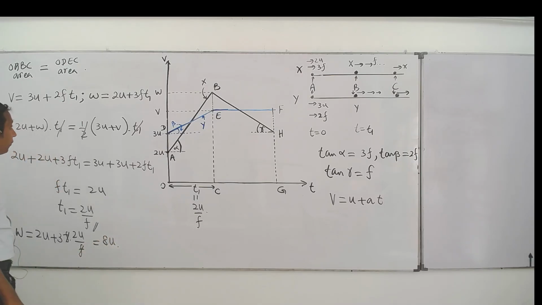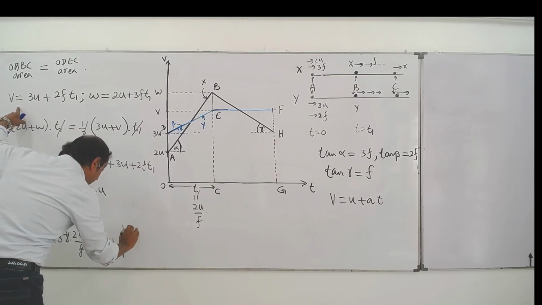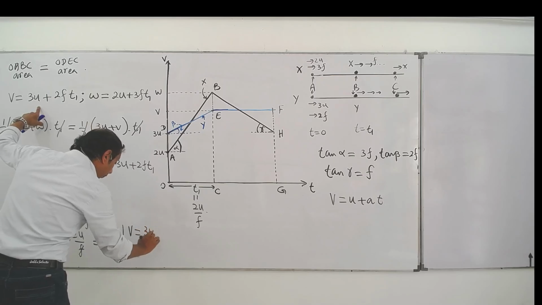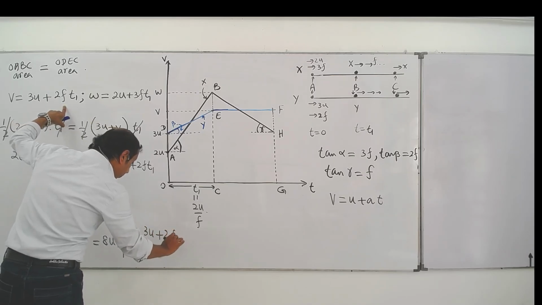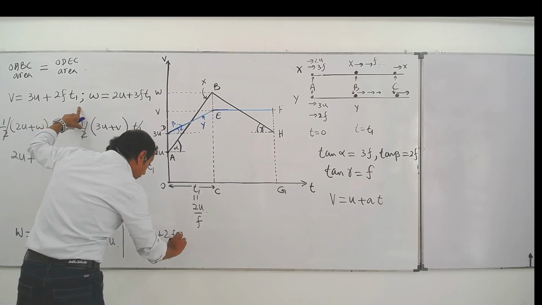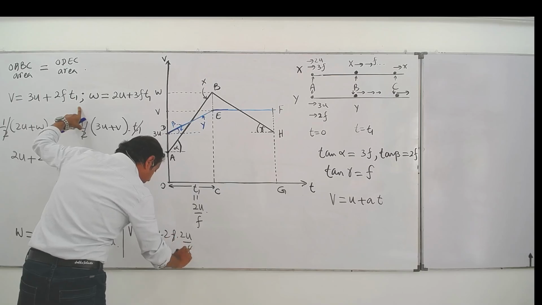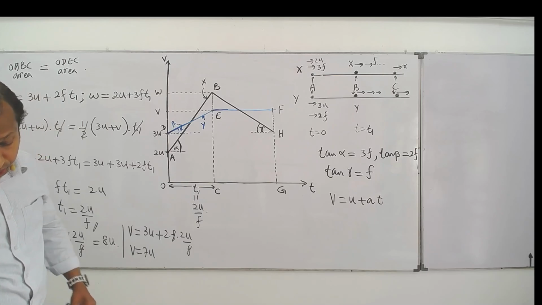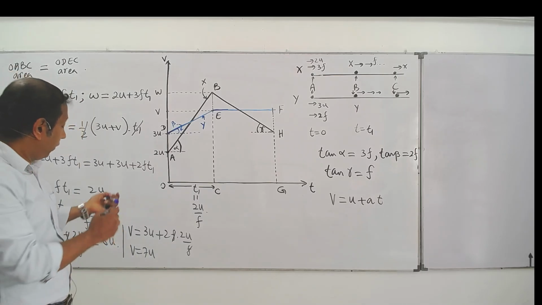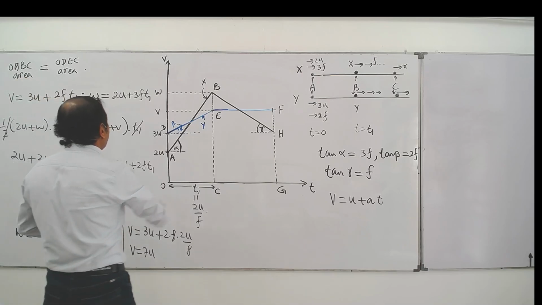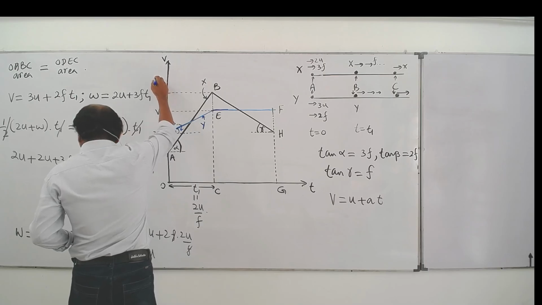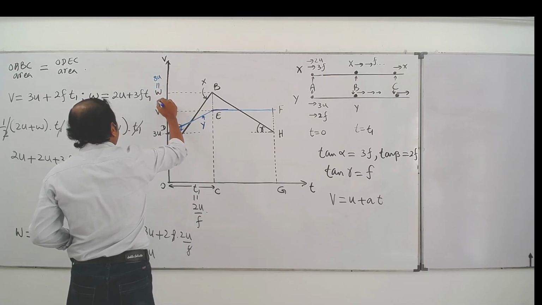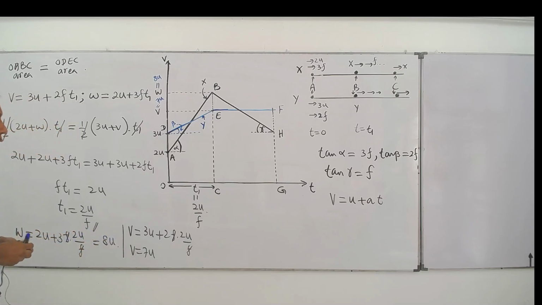Right. Also the same way we can find V. V is equal to 3u plus 2f times T1, 2u over f. This and this you can cancel down. Here we have 4u and 3u. V is 7u. Correct, no? Then this W is 8u, V is 7u. Up to there, it's correct.